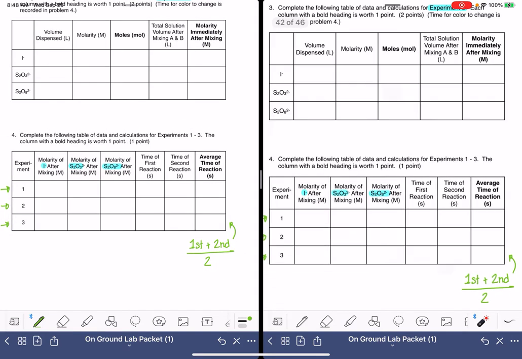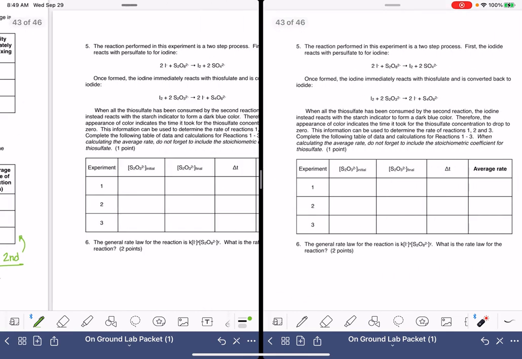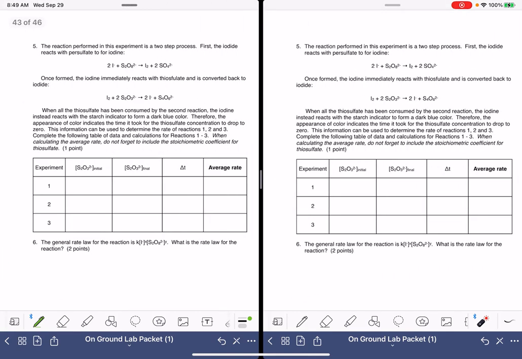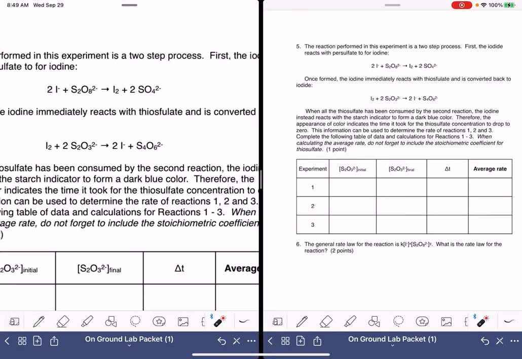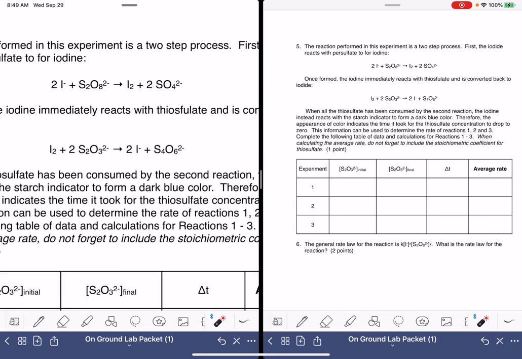Now, once you get all of that done, we're going to move on to the last page. And this is where we're going to be calculating the rate and the rate law for this reaction. Now up here, this is just explaining exactly what's happening in the experiment. It's a 2-step reaction, which means you've got two different chemical reactions that are taking place inside that test tube. First, the iodide ion is converted into the I2 molecule. So this is iodide and this is iodine. I'm just going to call it I2.